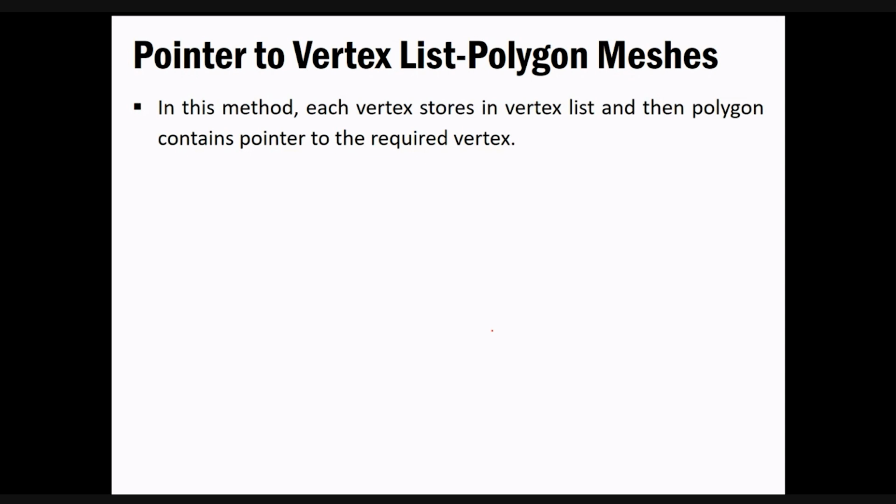The next thing that we have is pointer to vertex list in our polygon mesh topic. As written here, in this method each vertex is stored in the vertex list, and then the polygon contains pointers to the required vertices. The vertex information is stored as v equal to x1, y1, z1, and similarly up to n, 5, 6, whatever you have, everything will be stored in this vertex list, represented as capital V.